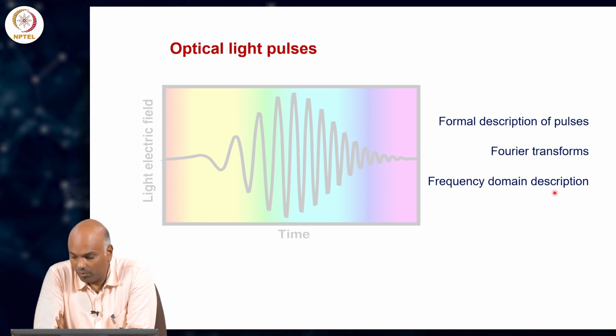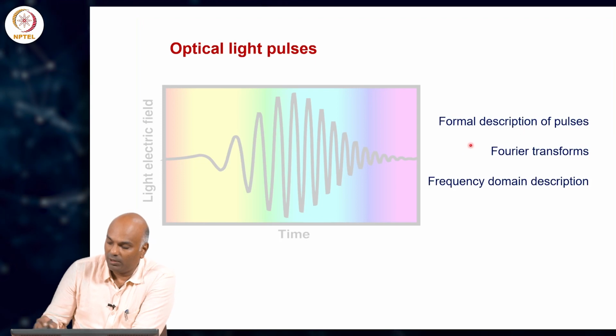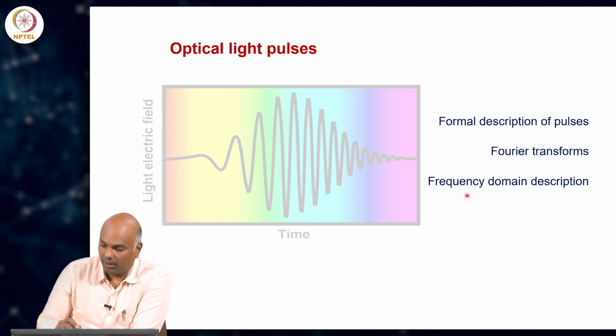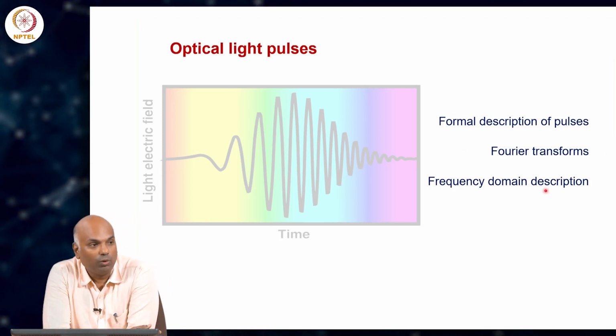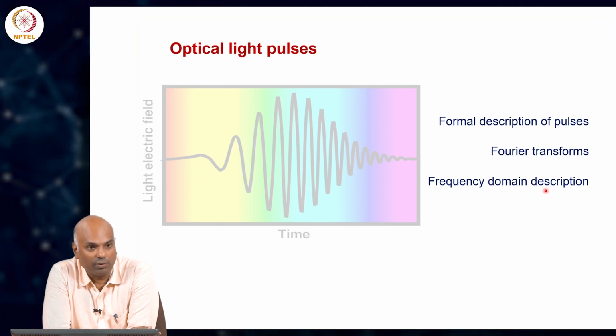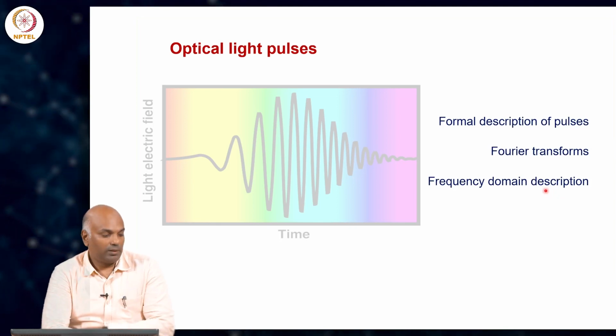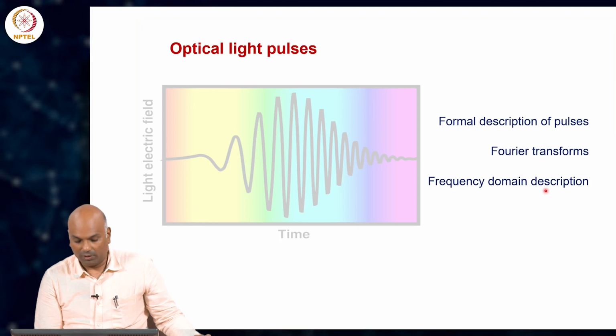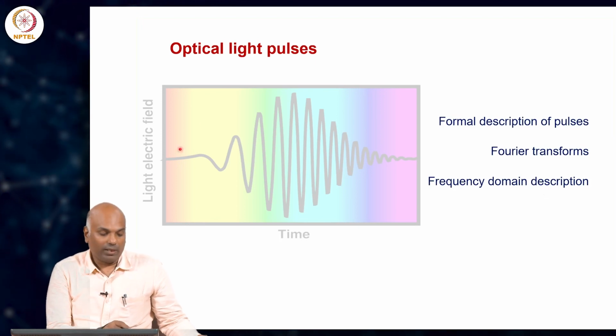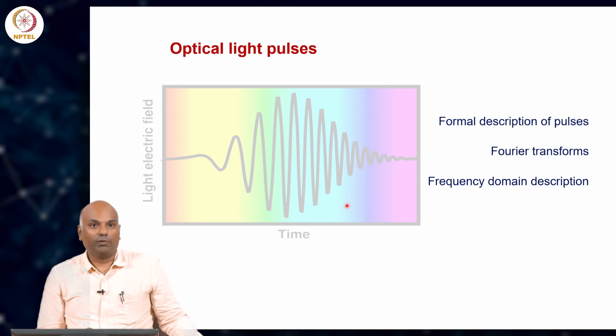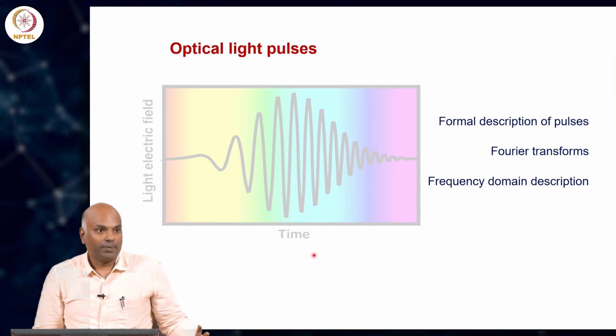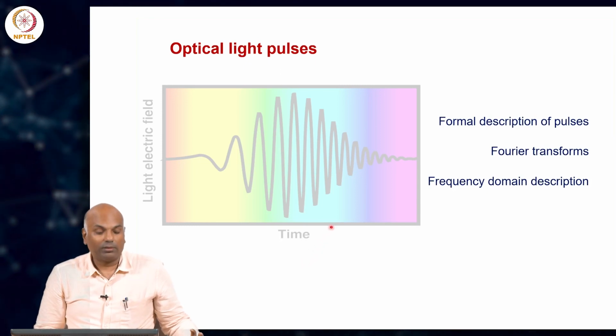Okay. So, first we will look at a formal description of pulses, then a primer on Fourier transforms, and let us go from the time to the frequency domain with the help of this excellent mathematical tool, that is Fourier transforms. So, already I have brought up a bit of a view of what a pulse can be, right. It is an optical light pulse.